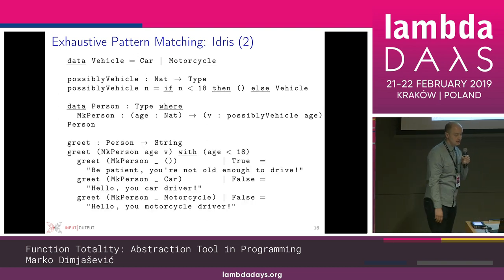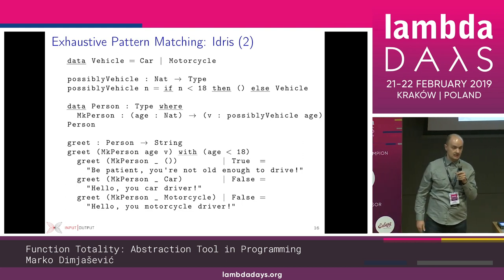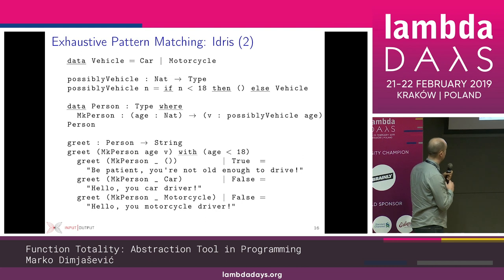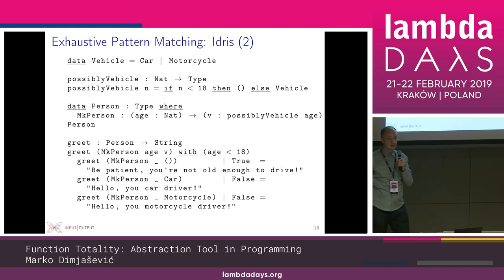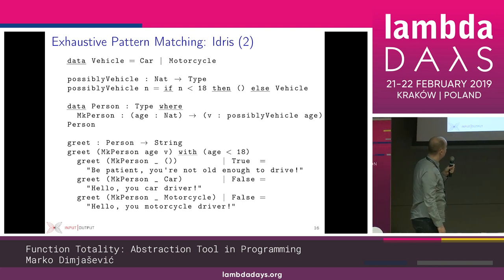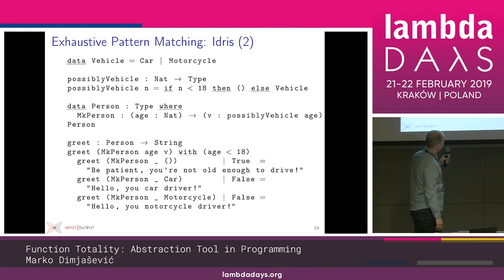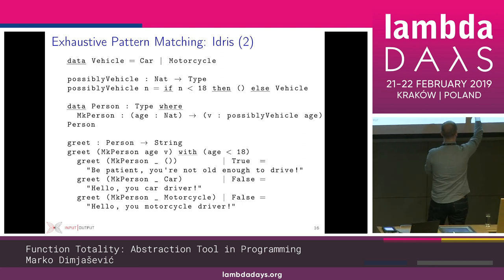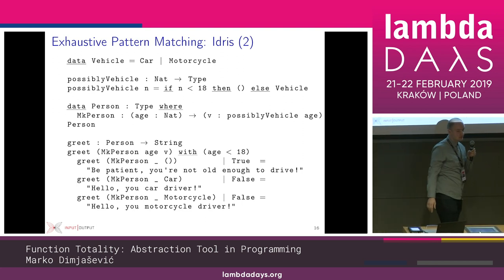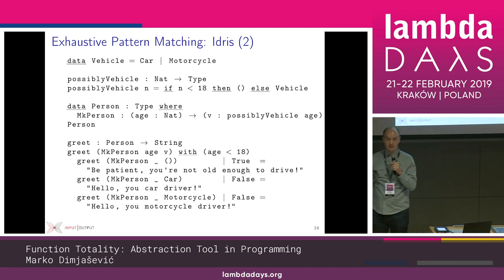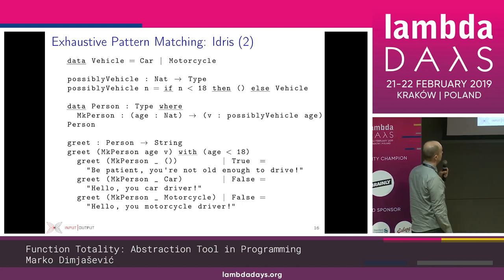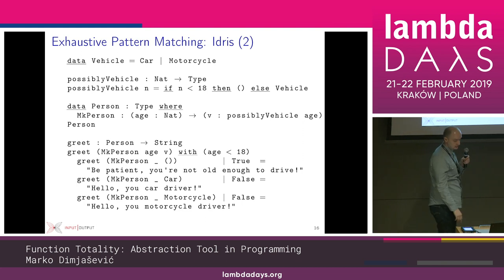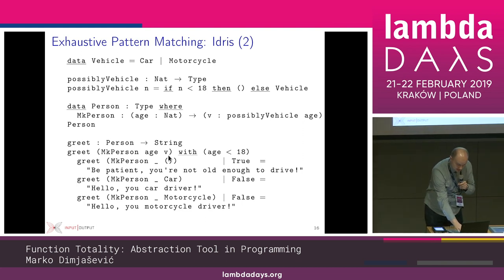So how would we write the grid function in this case? It's quite similar to the Haskell version. We just use dependent pattern matching here. It's designated with the with command. And we have, again, three cases. So we check if the age is less than 18, that's this part. And it can be either true or false. So if it's true, if the person is underage, for its V argument, we know that it can be only the unit value, it can be nothing else. So it's this part here.